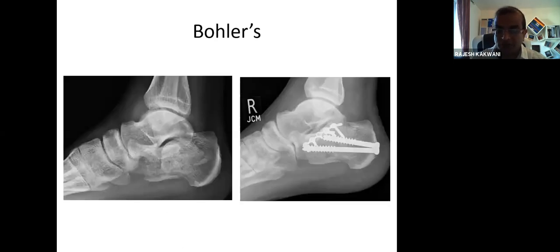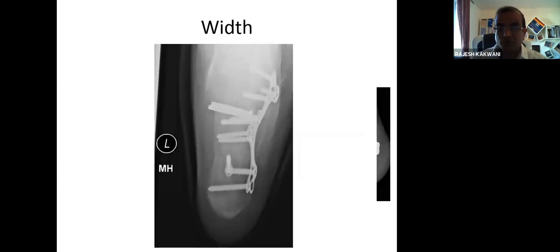The important thing is to restore the Bohler's angle, which is generally reversed to normal, and to restore the Gissane's angle back to normal if possible. Now, you should also try and correct the calcaneal width. Otherwise, the patient will end up having a broad heel, which makes footwear very difficult.